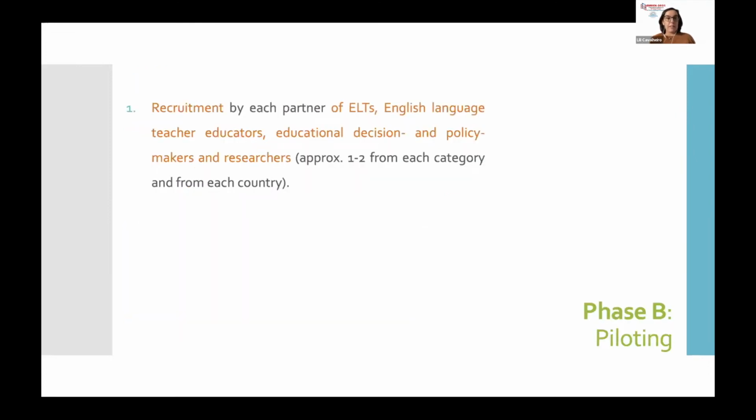Phase B consisted here in the piloting. So as you can see, when we were drawing up the handbook, there were several phases, to ensure, again, the issue of quality, of making sure that it was clear. And one of the aspects was the importance of recruiting piloting members, from English language teachers to English language teacher educators, from educational decision makers and policymakers, as well as researchers. So each country had approximately 1 to 2 members of each category, to ensure that we had feedback from all of the different countries and all of the different groups involved.